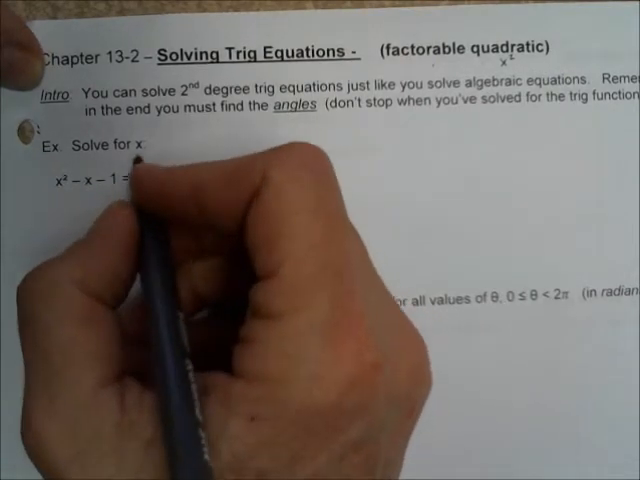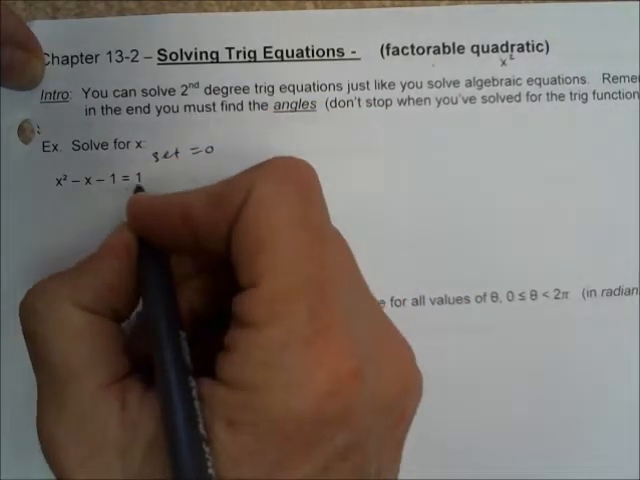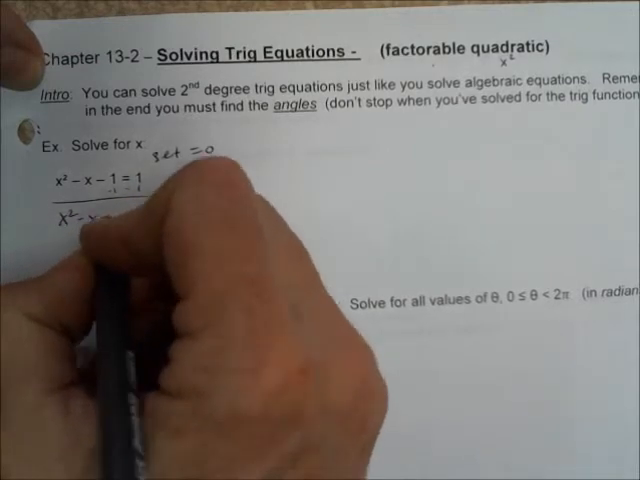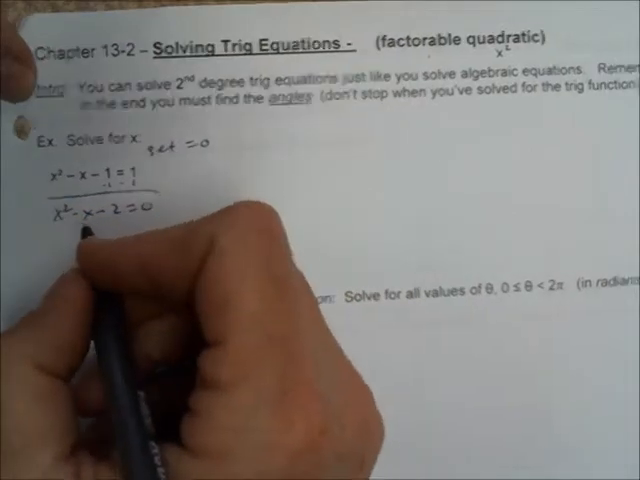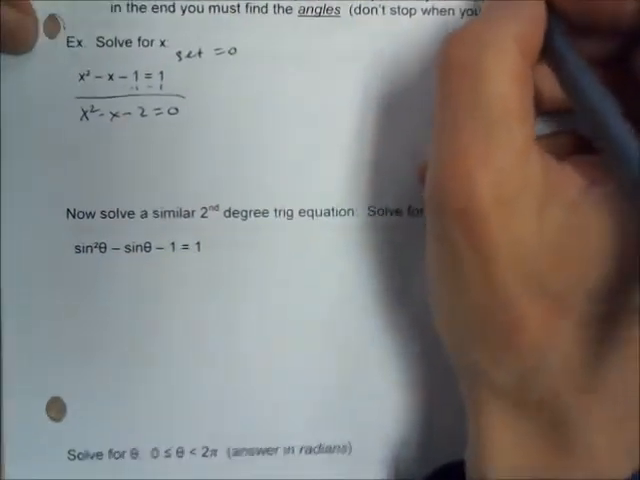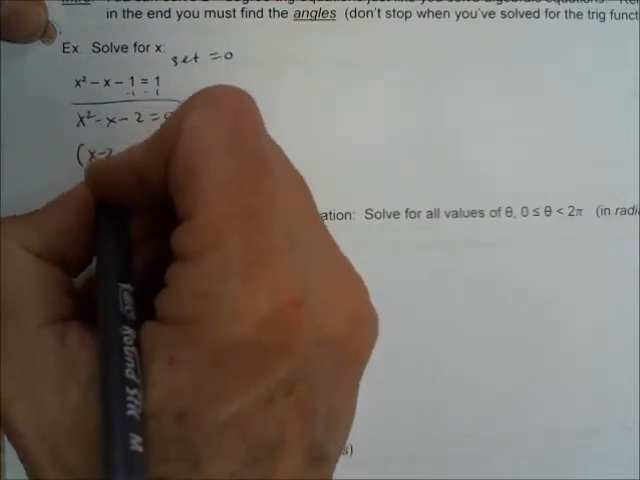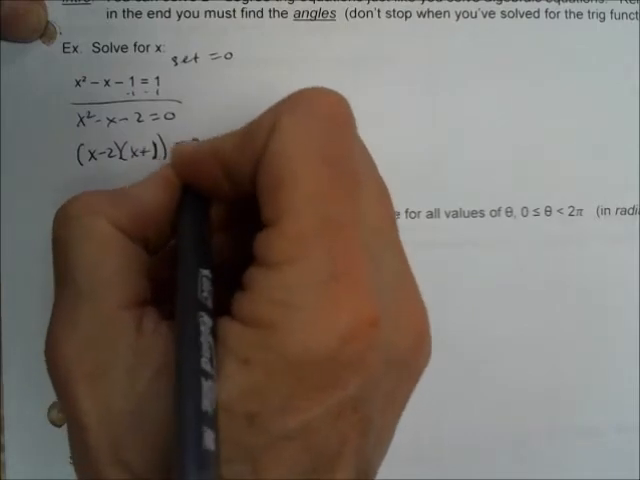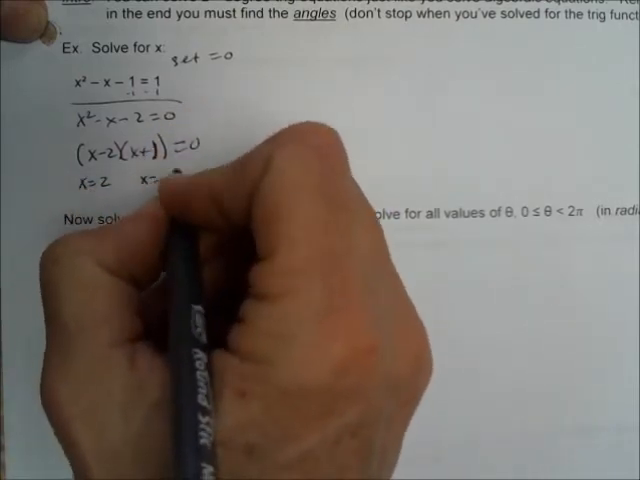And remember, you have to set it equal to 0 first. And so you're going to subtract 1 from each side. x squared minus x minus 2 is equal to 0. And to solve this, because I said these are all going to be factorable ones, you know that you don't have to use the quadratic formula. You can just factor this into x minus 2 times x plus 1 equals 0. And you know that x is equal to 2 and x is equal to -1.